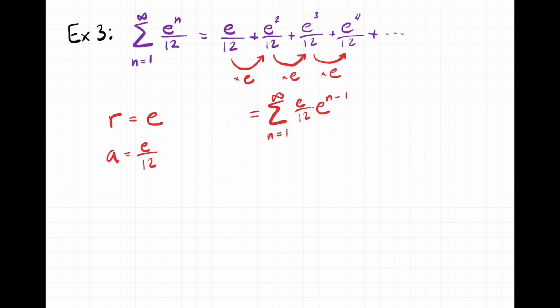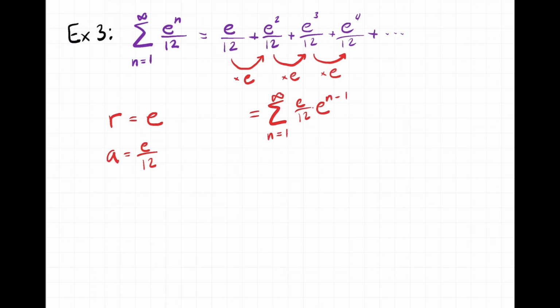All I've really done there is basically take one of the copies of e out of e to the n. Now, e times e to the n minus 1 is just giving us e to the n again, which is what we started with. So it's very clear that this formula is the same as the one we started with. But now it's easier to see that our a is e over 12 and our r is e.